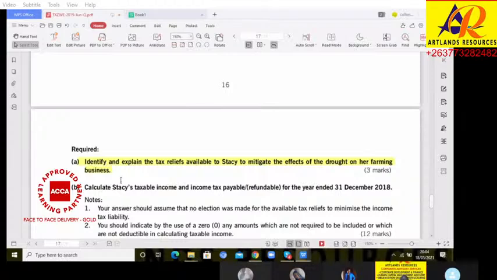You are saying if a farmer is forced to dispose of his or her livestock as a result of drought or disease, which has been declared by the minister, any taxable income arising from those forced sales can be spread over 3 years, meaning it can be taxed over 3 years on a straight line basis. And for the restocking allowance, if Stacy chooses to replace or restock her livestock, which was depleted by drought, she can elect to claim 50% of the value of livestock purchased to restock her head.